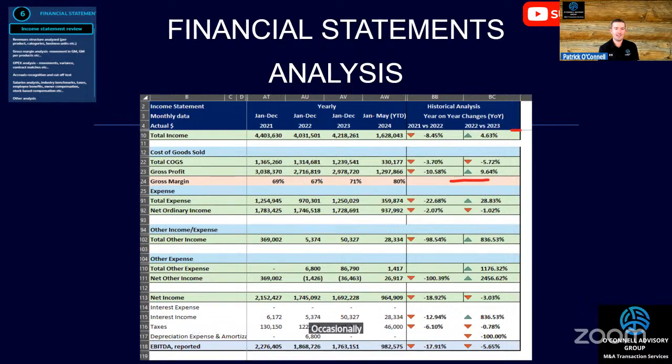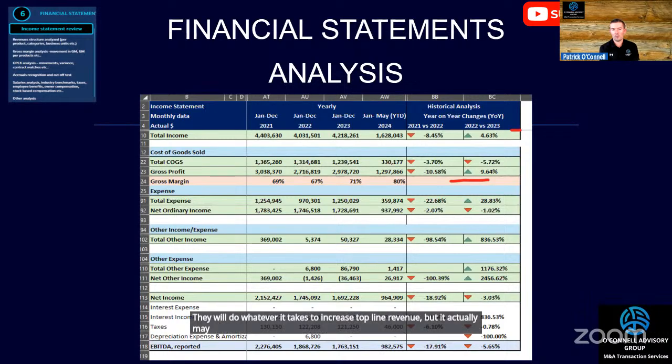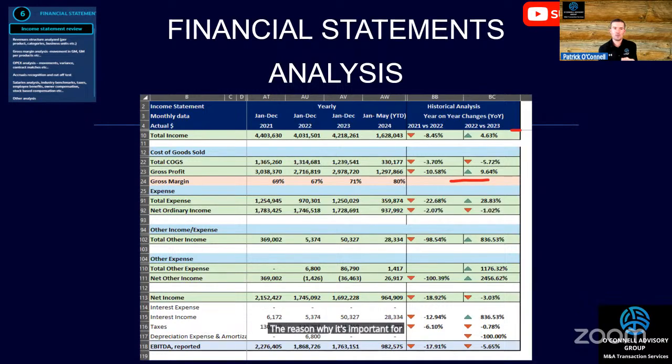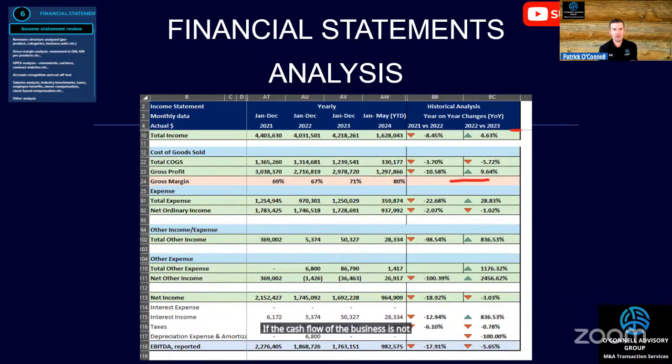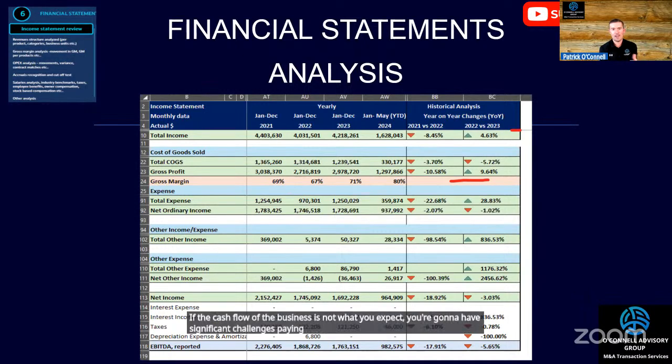Occasionally, when companies are going to market, they will do whatever it takes to increase top line revenue, but it actually may hurt the overall profitability of the company. The reason why it's important for you as a buyer to understand this is most, if not all of you, will be using some sort of a debt in order to purchase this business. And the debt payments will be used from this net income, this cash flow of the business. If the cash flow of the business is not what you expect, you're going to have significant challenges paying the debt payments.